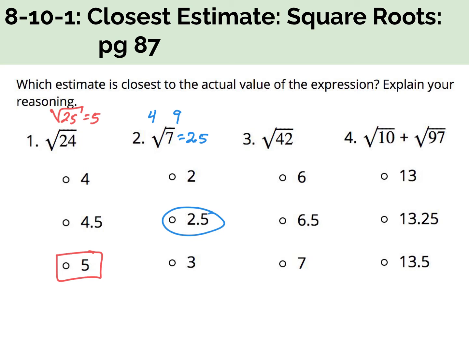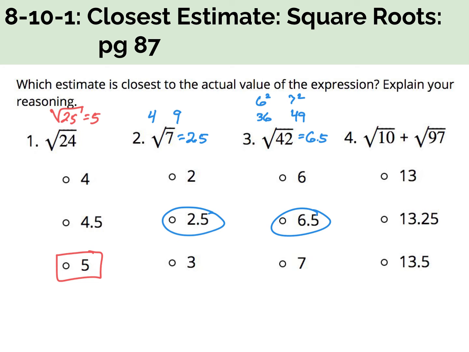What about the square root of 42? 42 is in between 36 and 49. All of these are coming from the squares list. Like 6 squared is 36, 7 squared is 49, and 42 is pretty much in the middle. So this one's going to be 6.5.